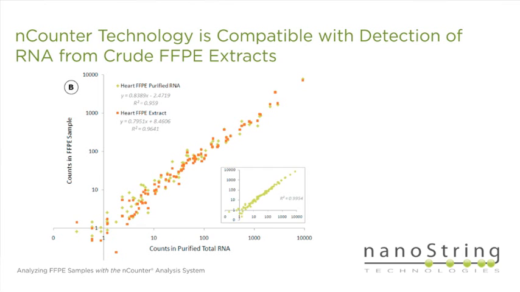In fact, if one compares the FFPE extract directly with the FFPE RNA, shown in the inset at the bottom right-hand side of this figure, the correlations are nearly perfect, indicating the extract provides the same information as the purified RNA. Thus, if the study design allows, using FFPE extracts may save considerable time and money while providing great performance from FFPE tissues.